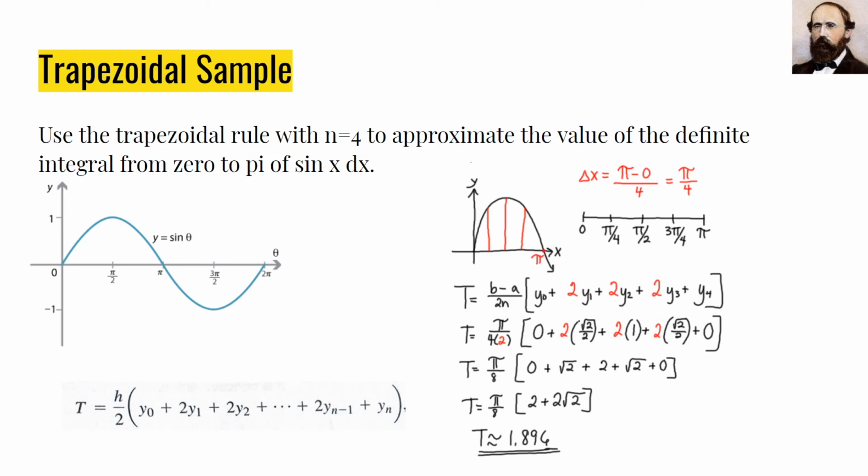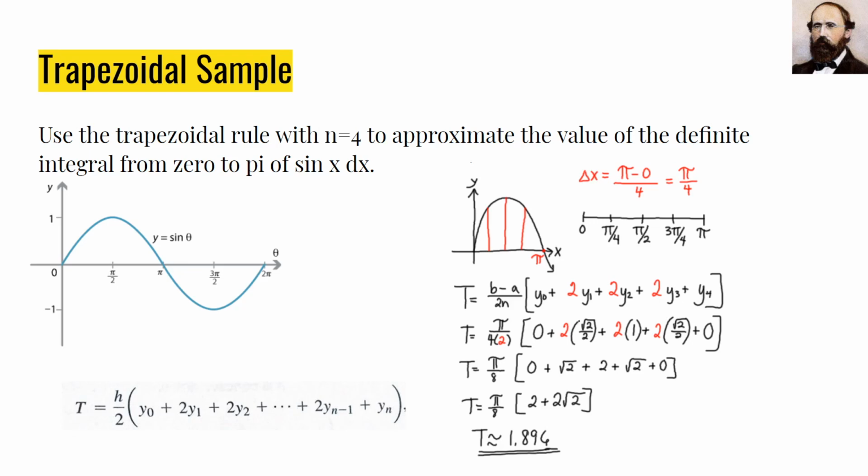So we're going to calculate the width of each rectangle, same formula as before. We did b minus a, so pi minus 0, which is just pi, over n, which in this case is 4 subintervals, so 4. We end up with pi over 4. So you see for the formula, you have T equals h divided by 2. You can see my work: I did pi over 4 times 1/2, which ends up as pi over 8.